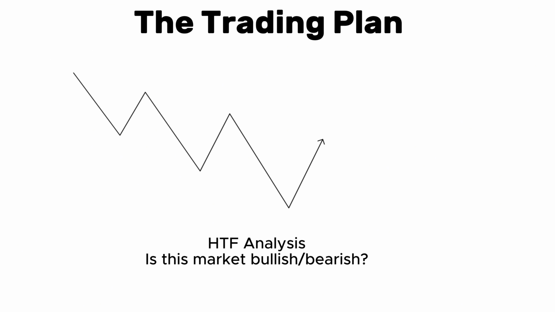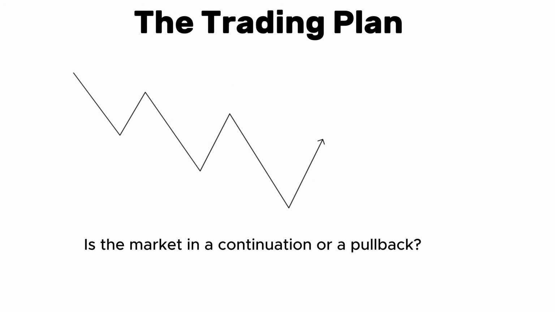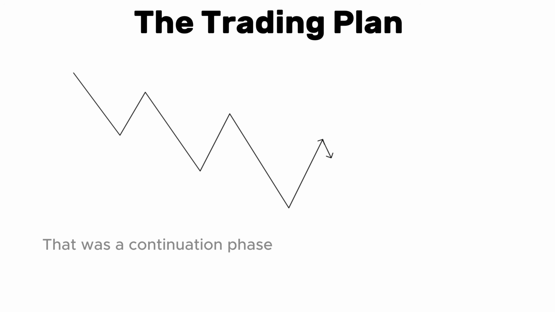Well, anyone can see how the price decreases over time by forming lower highs with lower lows. So we know that the high time frame trend is bearish and following a downtrend. Now we ask the second question. Is the market in a continuation phase or is the market in a pullback phase? Right here at the most recent price movement, the market just rejected down and looks like it is ready to move into the lows. So we are in the continuation phase.